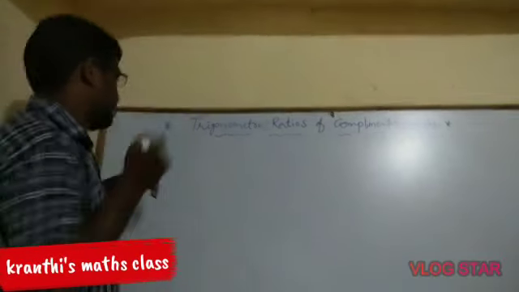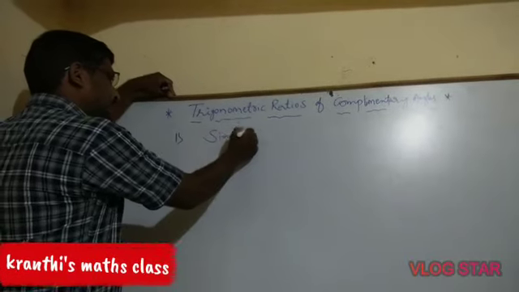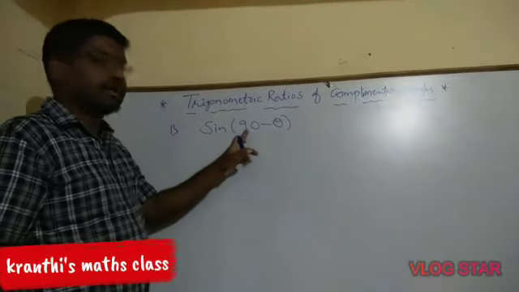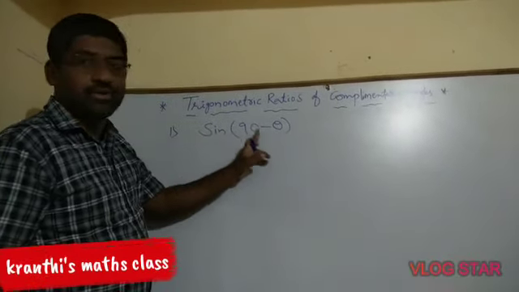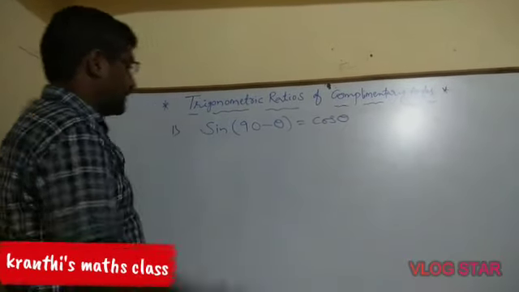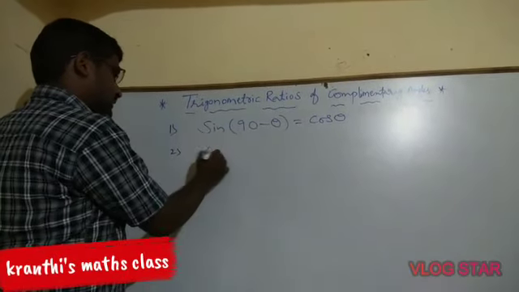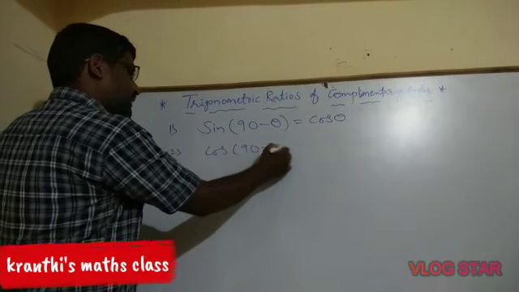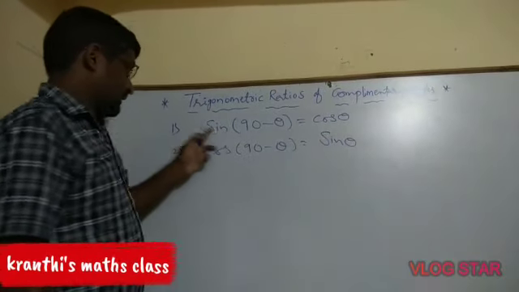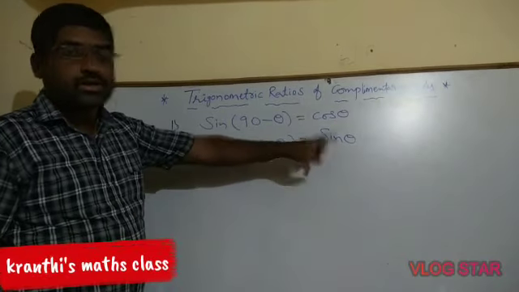First of all, we have to learn what sin of 90 minus theta is. Sin becomes cos. That's why sin of 90 minus theta is nothing but cos theta. In the same way, vice versa also: cos of 90 minus theta is sin theta. So this is one set. Sin of 90 minus theta is cos theta, and cos of 90 minus theta is sin theta.